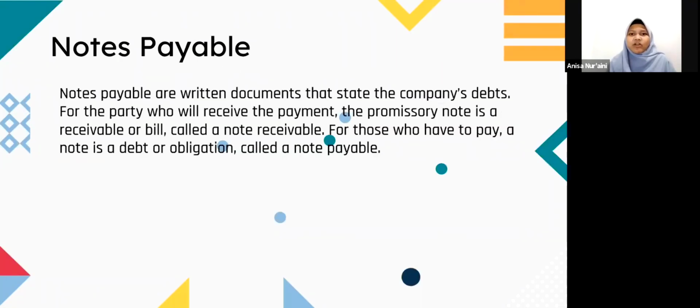The second type of long-term debt is notes payable. Notes payable are written documents that state the company's debt. For the party who will receive the payment, the promissory note is a receivable or bill called a note receivable. For those who have to pay, a note is a debt or obligation called a note payable. Next.